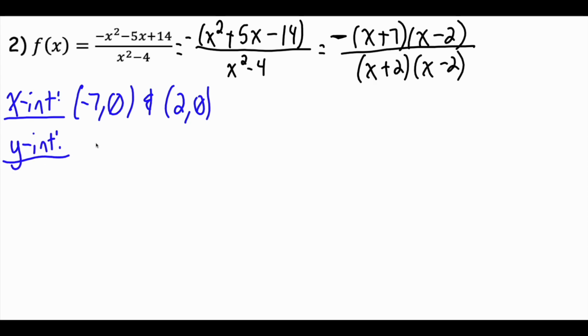Y-intercept, again, go back and plug in 0. You're going to end up with 14 over -4, which is -3.5. Okay, if we plug in 0, this is 0, I'm left with 14. This is 0, so 14 over -4, which again, like I said, is -3.5.